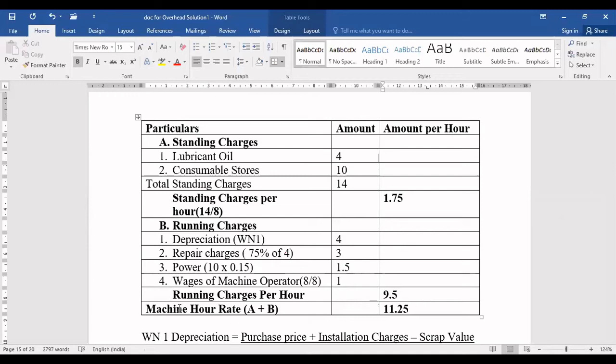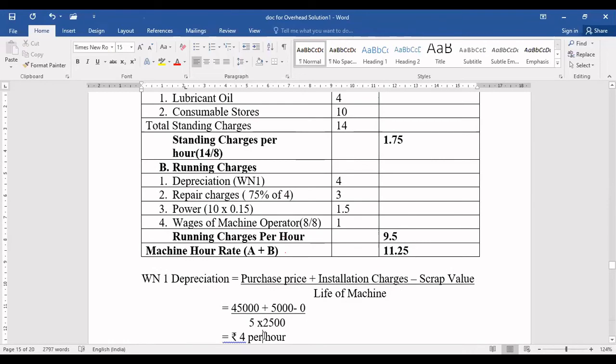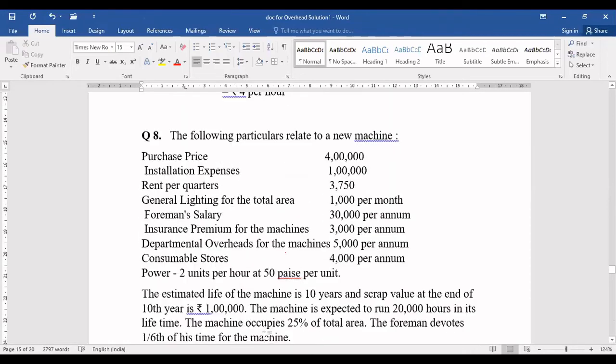This is your answer for the first question of machine hour rate. Is this clear, everyone? Any doubt, any confusion? No, sir. Should I continue to the next question now? Yes, sir. Okay, fine. Who will read this now? Anyone?